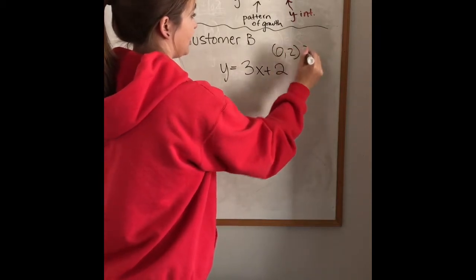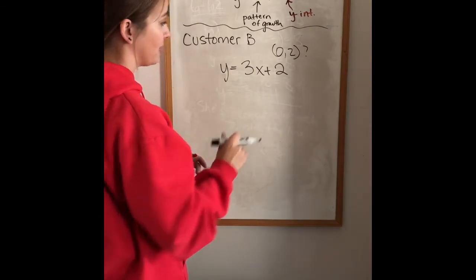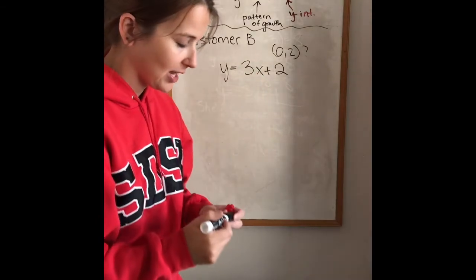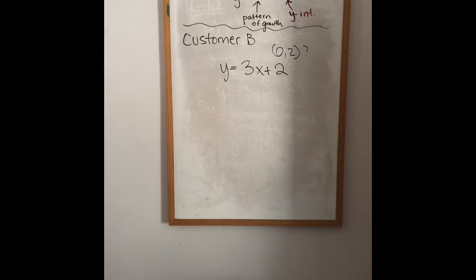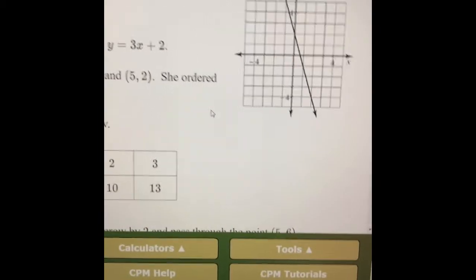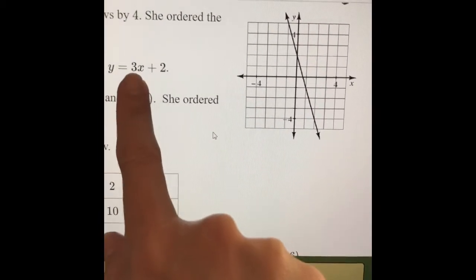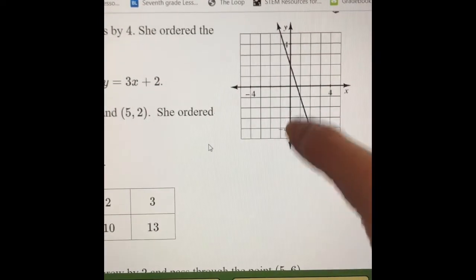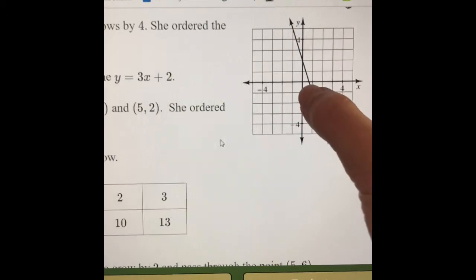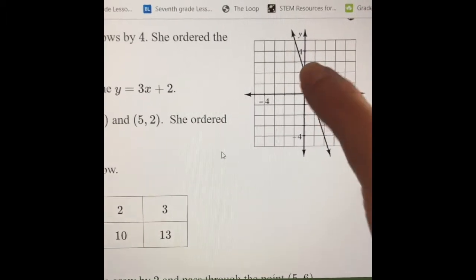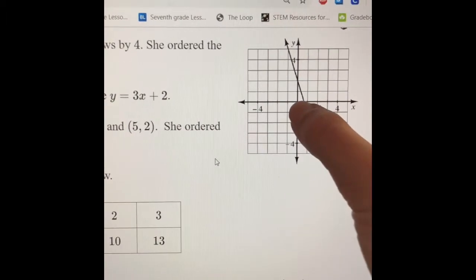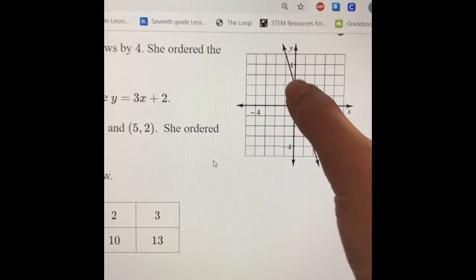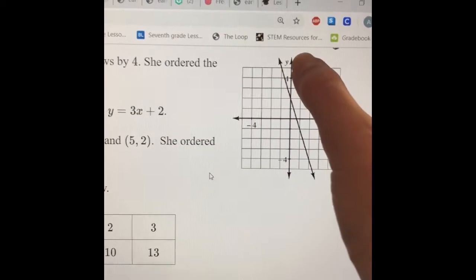Does it? And do we have a pattern of growth of 3? So let's look at the graph now, and we're looking to see if it matches. Does this graph match y equals 3x plus 2? So let's see if it intersects the y. Here's the y at 2. So let's see, 1, 2. It does. And let's see if the pattern is up 3 over 1. 1, 2, 3 over 1. Up 2, 3 over 1.